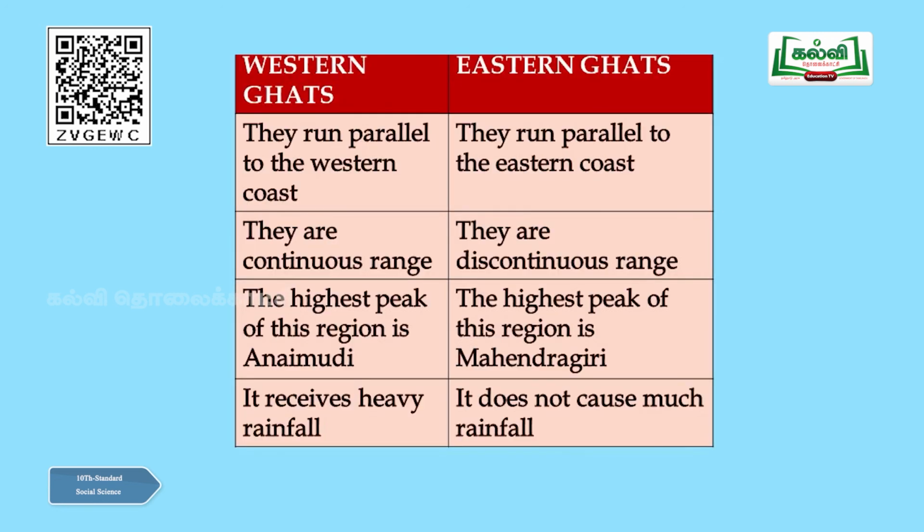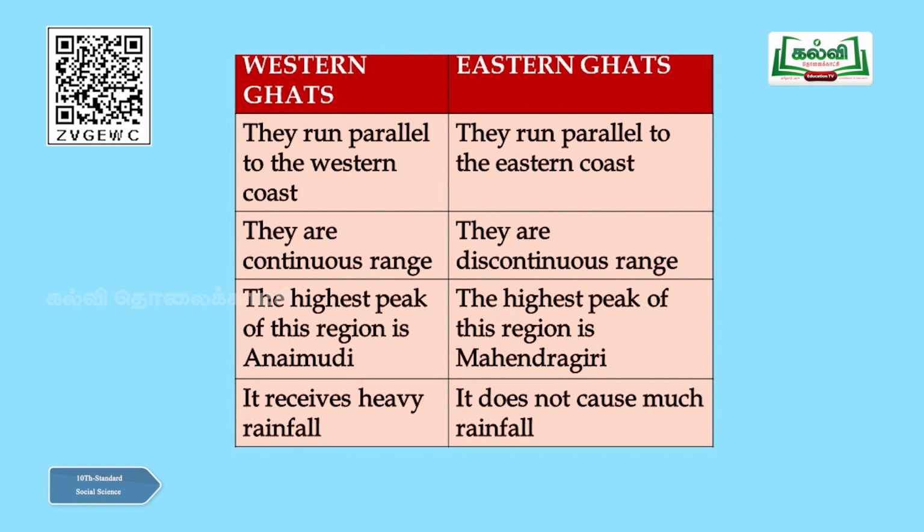And the second distinction is between Western Ghats and Eastern Ghats. The Western Ghats run parallel to the western coast. Eastern Ghats run parallel to the eastern coast, and Western Ghats are a continuous range, whereas Eastern Ghats are a discontinuous range. As I said earlier, why? Because the Eastern Ghats are dissected by many rivers.